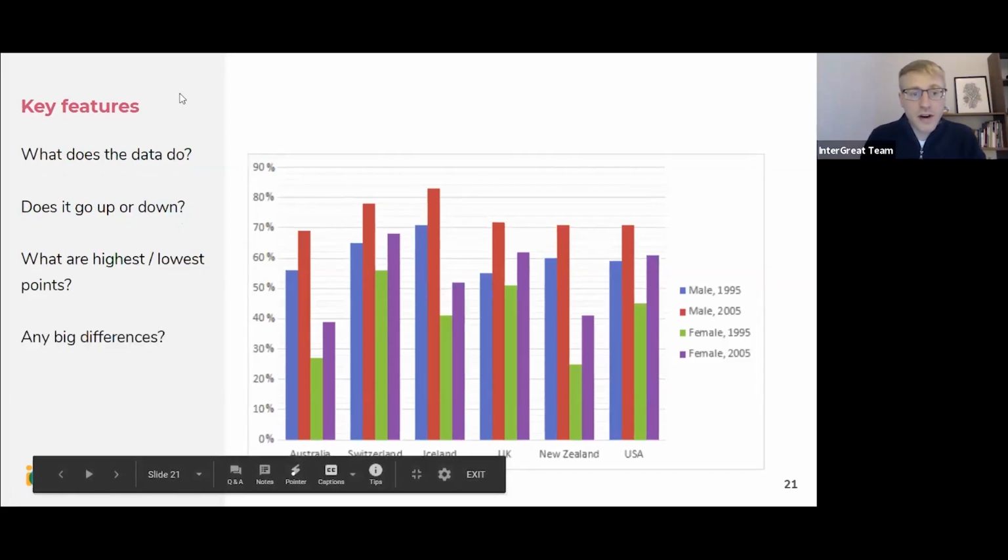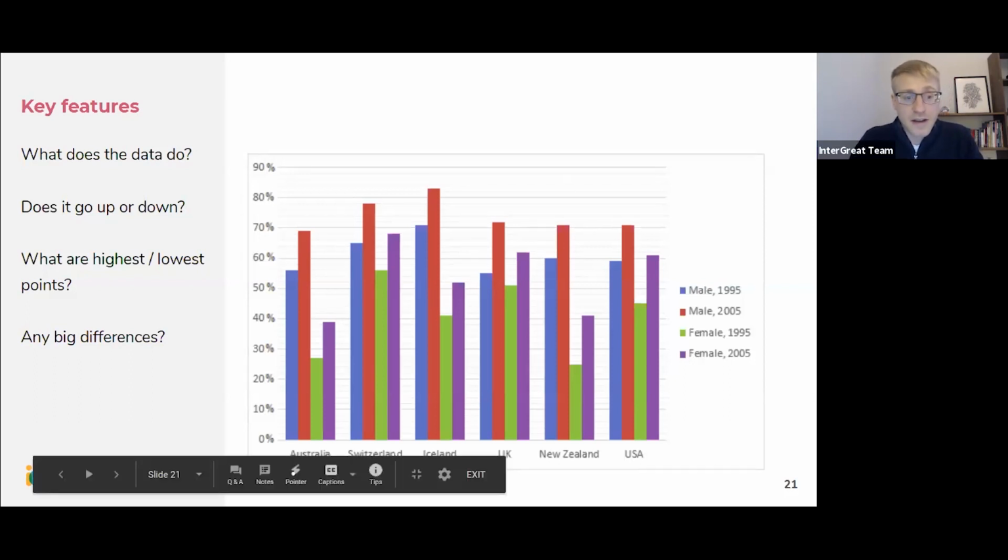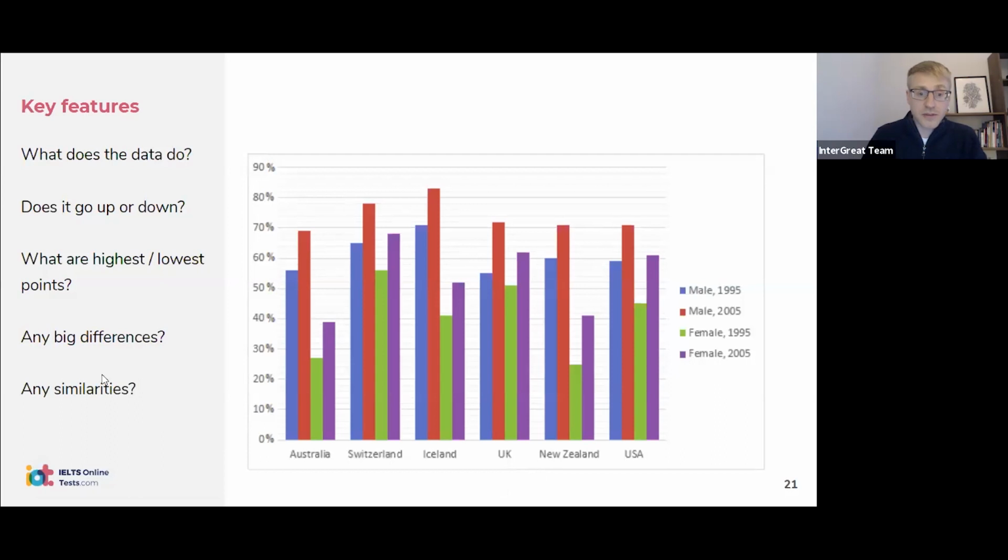You can also think, are there any big differences between the countries or between the genders? Anything that's striking, any big differences. You can also ask, are there any big similarities as well? Anything you can group together so that you can describe them because they're similar. So we already said New Zealand and Australia are quite similar, so we could maybe discuss them together. Okay. Very good, Pujan, excellent.